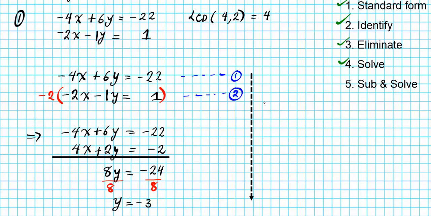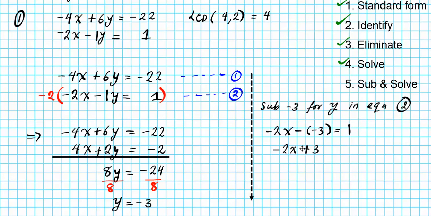So what I'm going to do is substitute negative 3 for y in equation 2. So what does that yield? It gives us negative 2x minus negative 3 equals 1. So you have negative 2x, minus times minus makes this plus 3, equals 1.